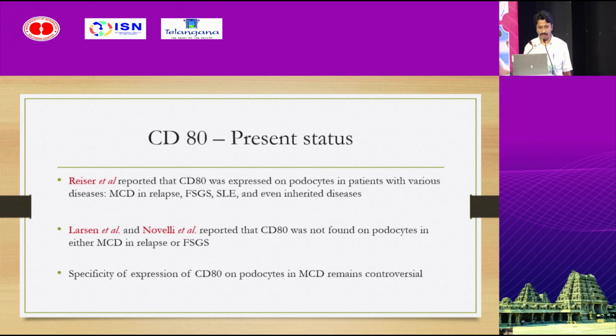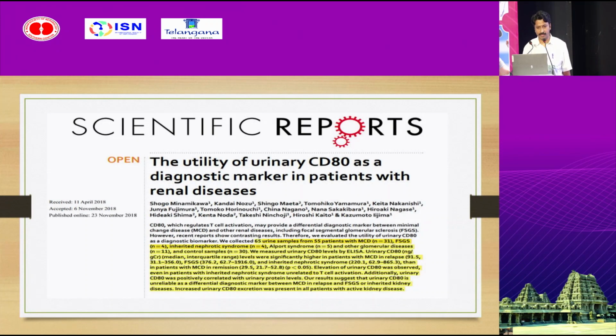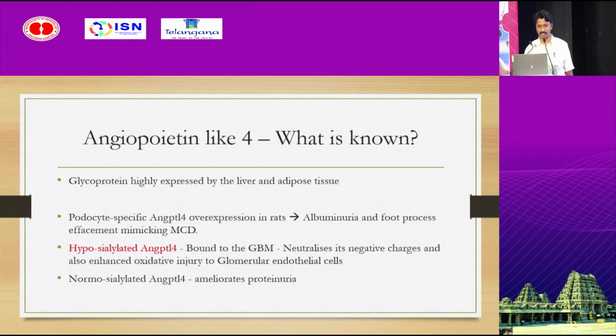But what is the status now? Multiple studies have questioned the specificity of CD80 in patients with MCD. Multiple studies have documented that CD80 was expressed in multiple other glomerular diseases also. And this is one study which studied the role of urinary CD80 as a diagnostic marker, and they found that increased urinary CD80 expression was present in all patients with active kidney disease regardless of the etiology. It does not correlate with the etiology.